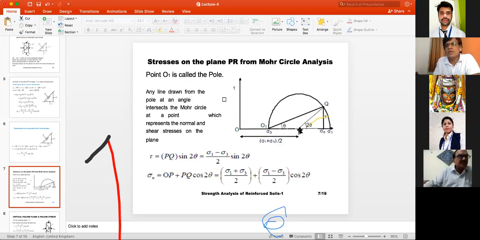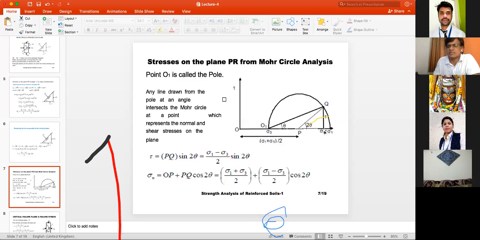Once you draw the Mohr circle, P is the focal point. At sigma 3 we have O1, the origin of the Mohr circle, called the focal point. I repeat: if you draw a line at an angle theta with respect to the horizontal, it intersects the Mohr circle at the point Q. Then from this Q, if you draw a vertical line downwards, it intersects the x-axis.